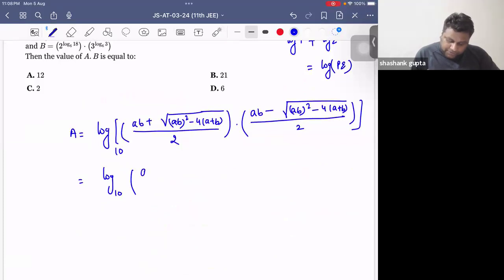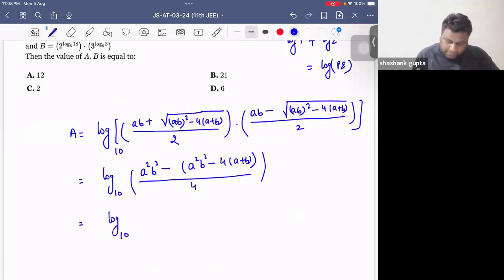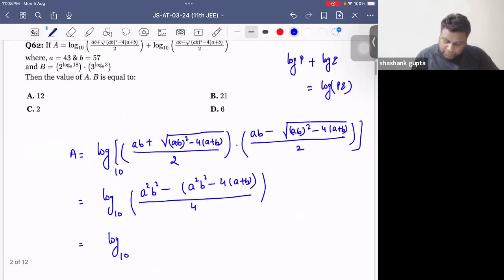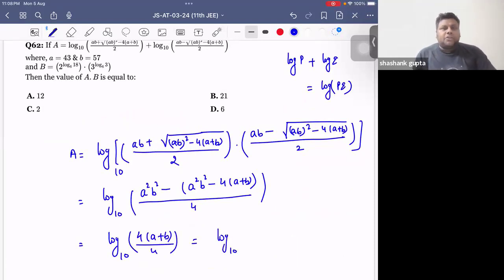So it is a square b square minus of a square b square minus 4 times a plus b divided by 4. So it is log base 10. A square b square cancel. It is 4 times a plus b by 4. 4 cancel. Now see, value of a given to you is 43. Value of b is 57. So a plus b is what? 100. So this answer is 2.